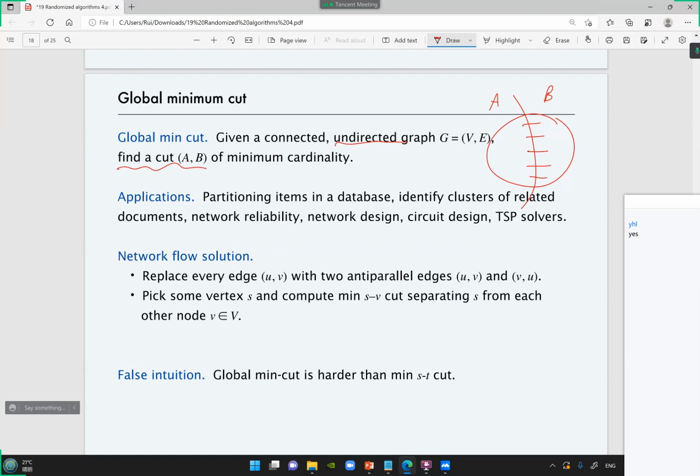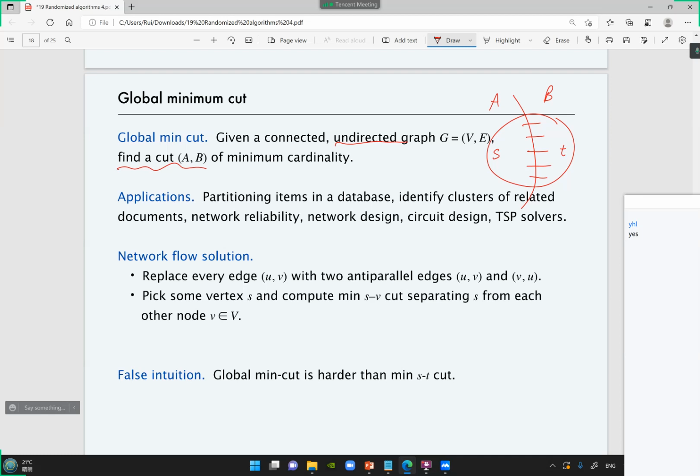Now, this is very similar to another problem we looked at, which is minimum ST cut. Remember, for the minimum ST cut, you start with two nodes, S and T. Now you have to find a cut where S is in one side of the cut and T is in the other side, and then you try to minimize the number of edges which cross from the S side to the T side.